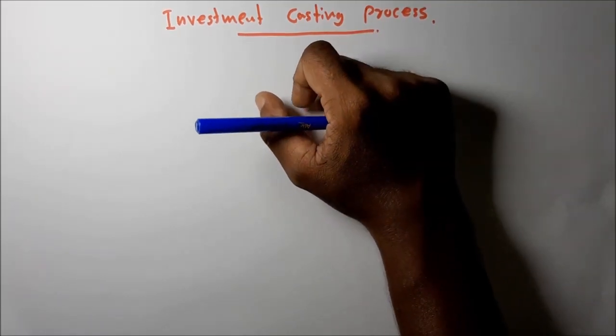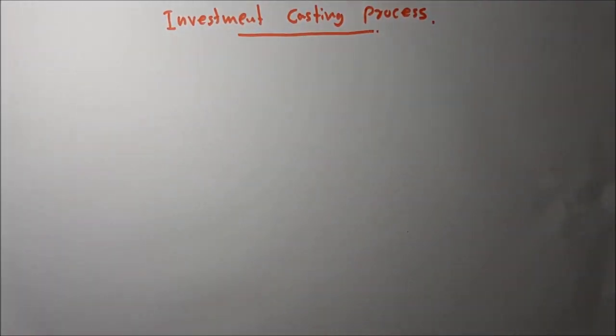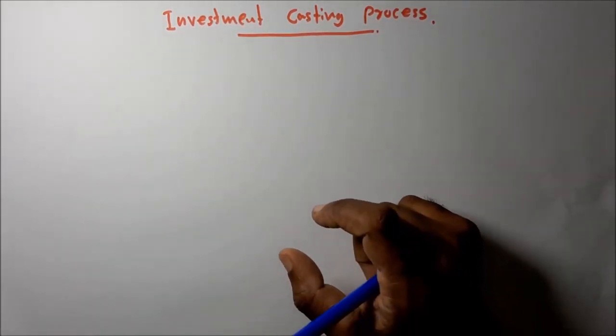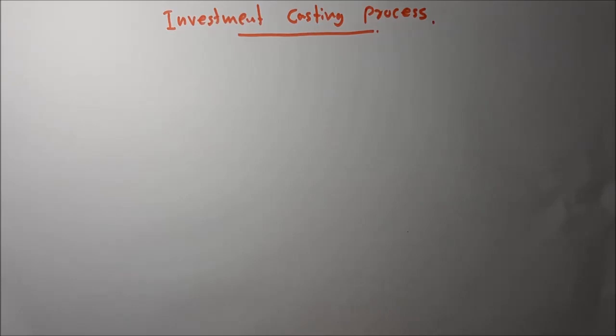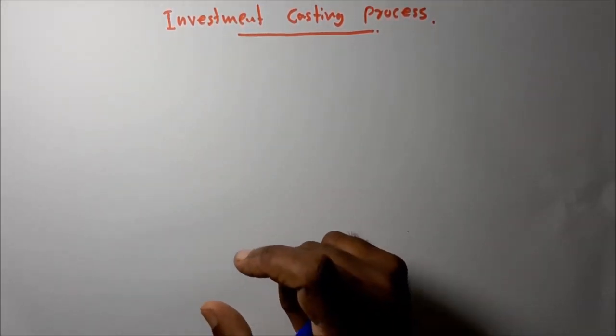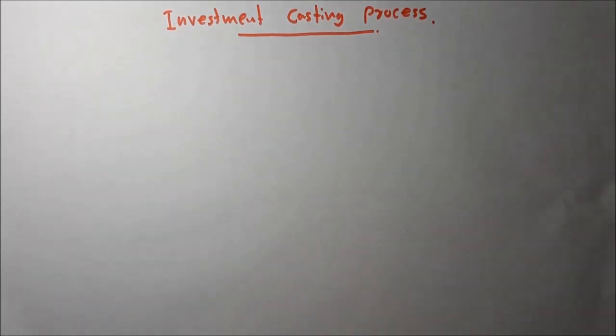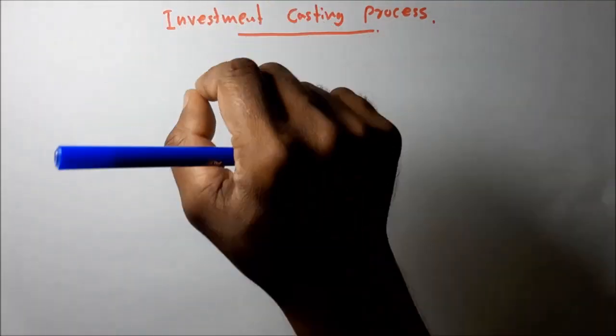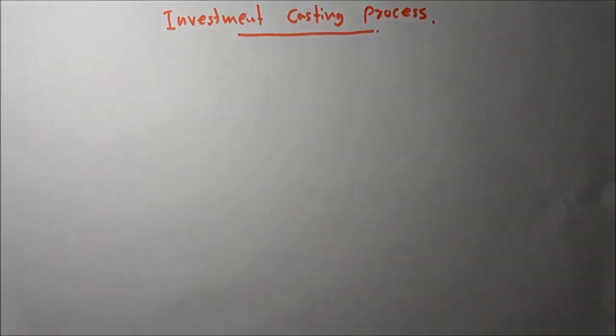In investment casting, the mold is made of ceramic refractory material. The pattern used to create this mold is wax. Keep in mind, the mold is made of ceramic refractory material, and to create this mold, wax patterns are used.